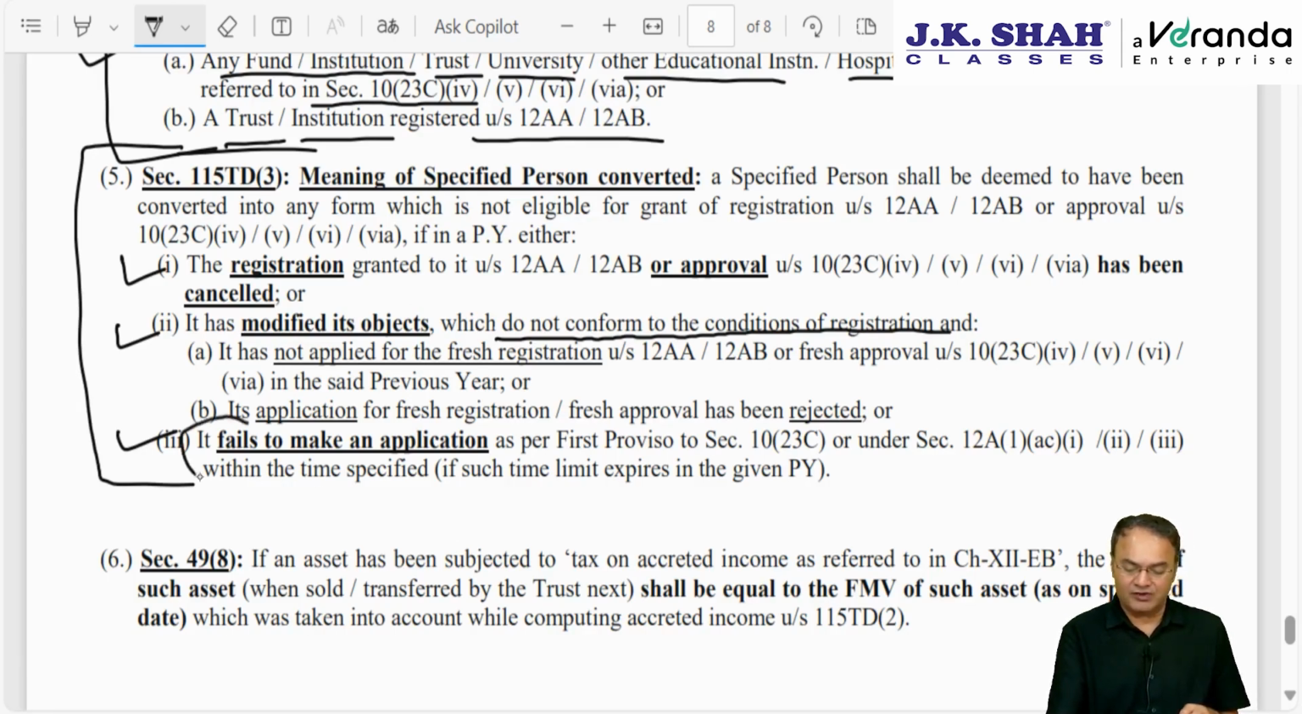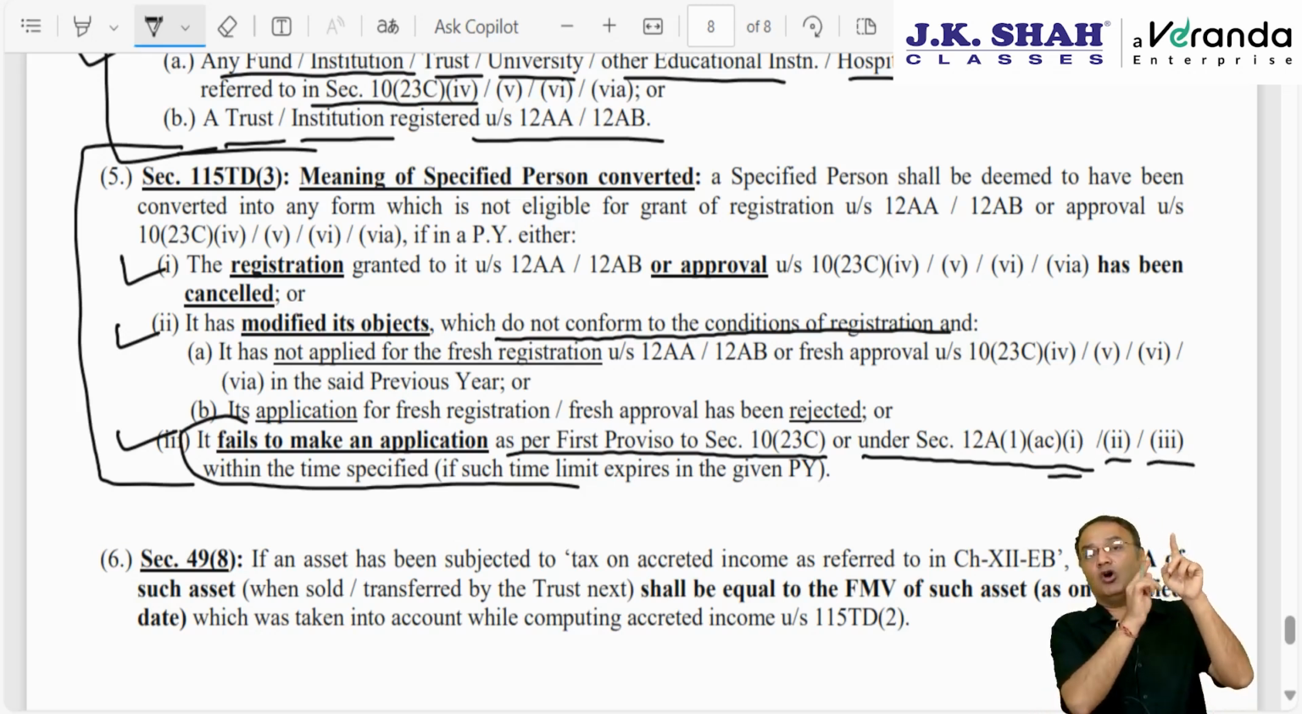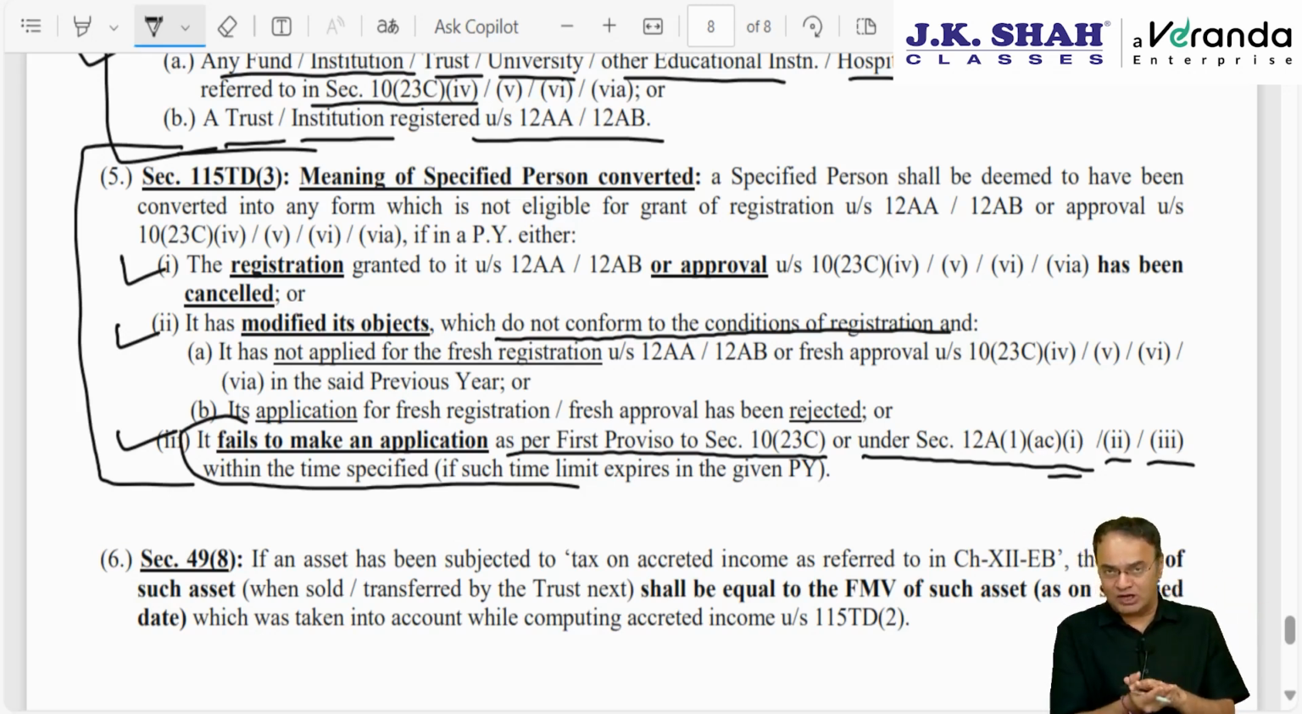Third possibility, the trust fails to make an application as per the first proviso to 10(23C) or fails to make an application under 12A, subsection 1, clause AC, subclause 1, subclause 2, subclause 3. Subclause 1 means those existing, originally registered prior to 31st March 21, who are already registered, they fail to re-register by 30th June 24. Subclause 2, those who re-registered themselves are supposed to apply for renewal of that registration 6 months before the expiry of that 5-year period. If they don't apply 6 months before the expiry of the 5-year period, then gone.